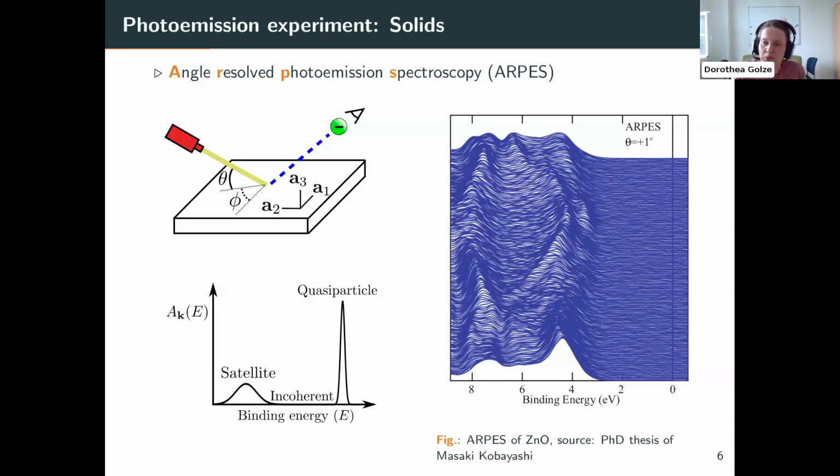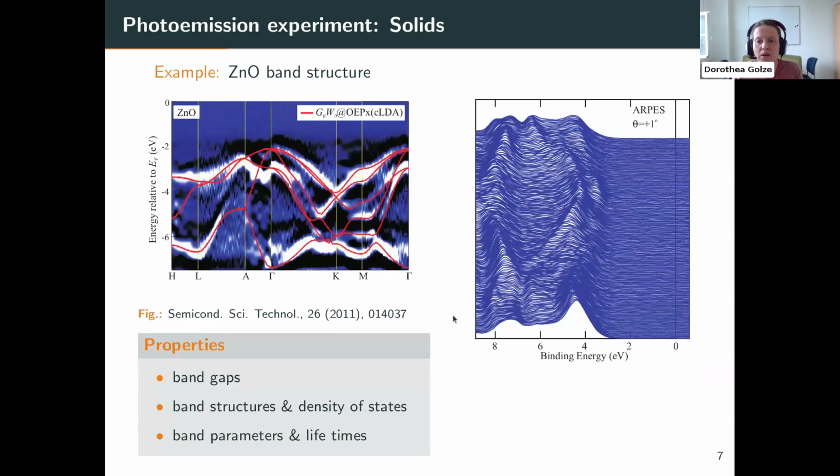Well, this is usually not how you see this figure. Usually we plot along a certain angle dependence, or then certain special points in the Brillouin zone, which gives this probably more familiar plot of band structures. Shown here is zinc oxide, only the occupied states, converting this figure into this representation. We have the experiment here in white and purple, and the computed bands are these red ones from GW. So what you get from these experiments are band gaps, band structures, density of states, band parameters like band velocity, lifetimes, etc.